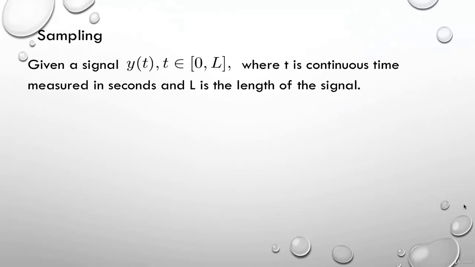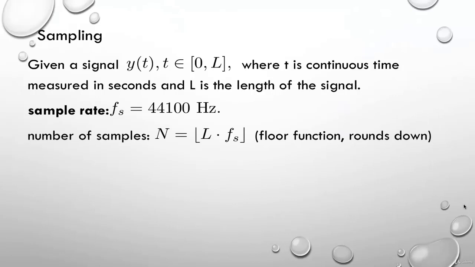So given a signal y of t, a continuous function, and L is the length of the signal, we want to sample from this continuous function. And for us, we're going to sample at the rate of 44,100 times a second. This is a standard CD quality sampling rate. And so we want to figure out the number of samples that we get from this sampling rate.